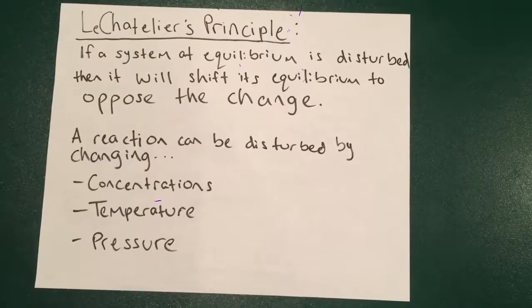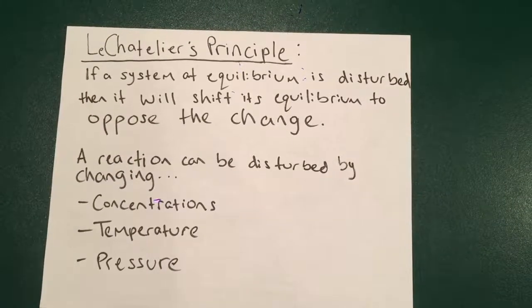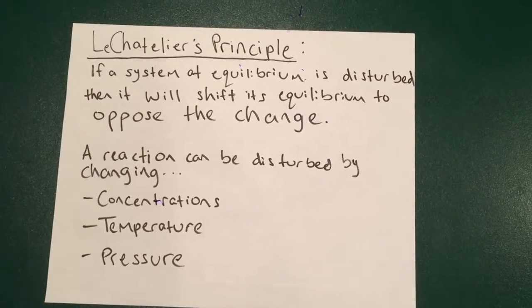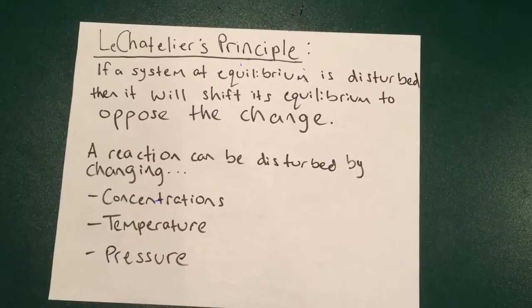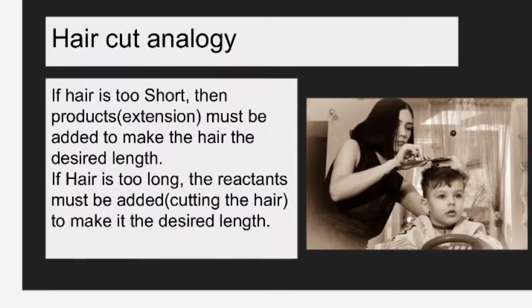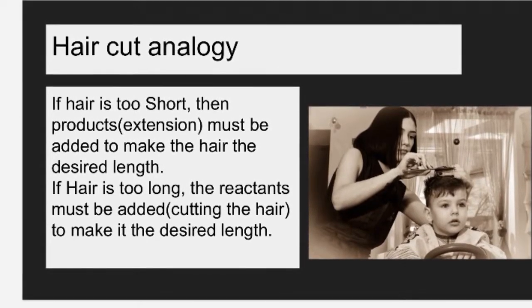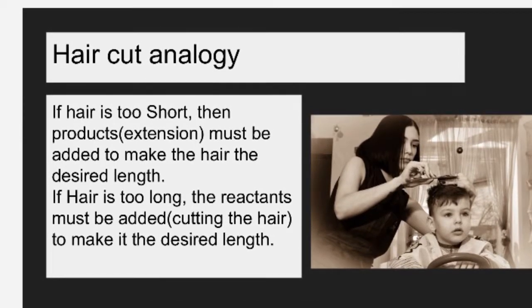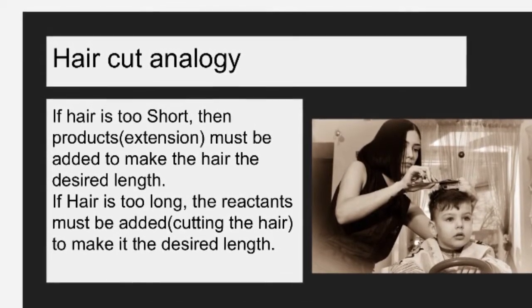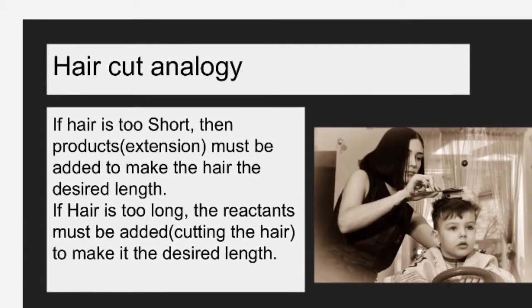If a system at equilibrium is disturbed, then it will shift its equilibrium to oppose the change. A reaction can be disturbed by changing concentrations, temperature, or pressure. If you're confused, let this analogy help you. If someone's hair is too short, then products or extensions must be added to make the hair the right length. If hair is too long, then reactants must be added to the hair, cutting the hair to make it the right length.